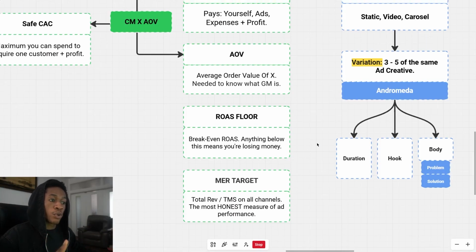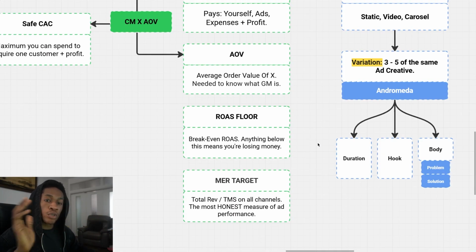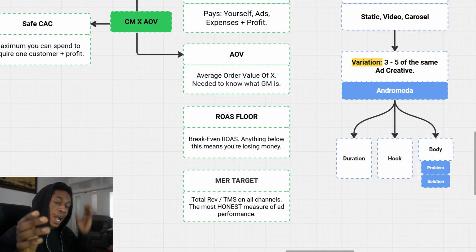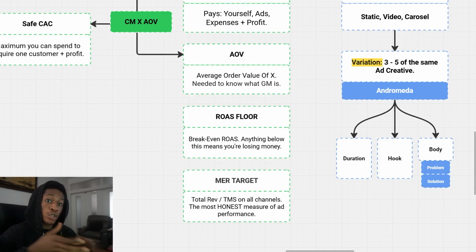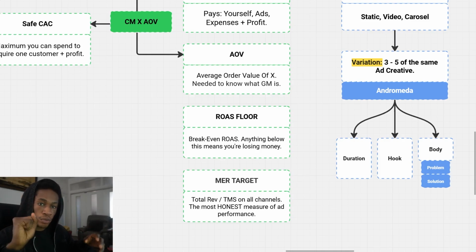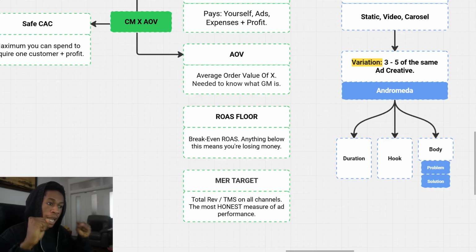So your ROAS floor essentially is your break-even ROAS. Anything below this means you're losing money. So if you have a ROAS, meaning your total revenue divided by your ad spend, okay, and total revenue is how much you've accumulated at the transaction of sales. And I break things down not because I'm assuming you're dumb, but just in case you don't know what I'm talking about. Your ROAS is your total revenue, so how much revenue you generated, divided by your total ad spend, so how much you spent on ads. That is your ROAS, right?